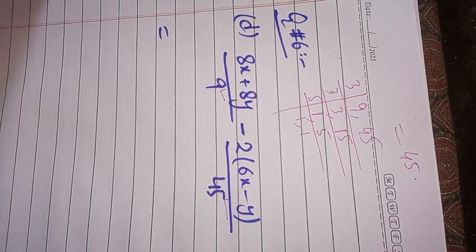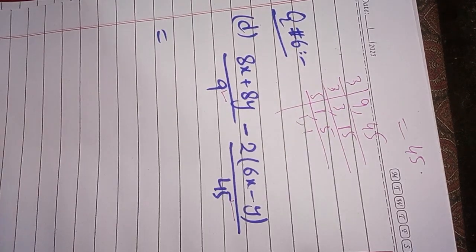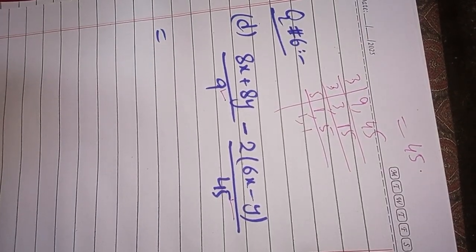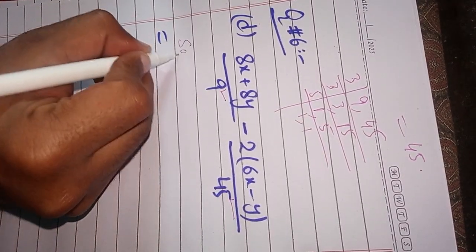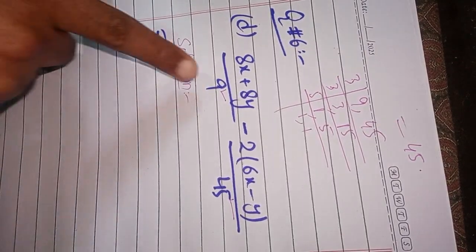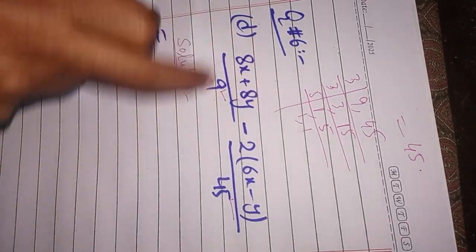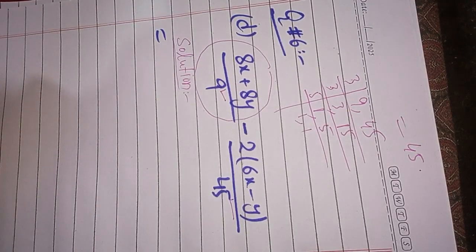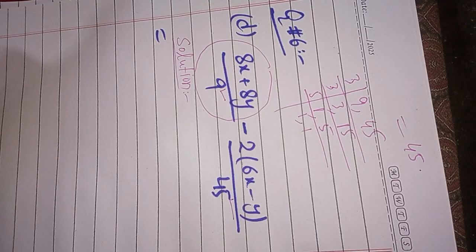When both denominators are equal to 45, we can solve it easily, because when the denominators are the same, we can subtract the numerators, and if there is a plus sign, we can add them. If there is a minus sign, we can subtract them. So let's do the solution. We know this is 9, and we have to convert it into 45, so we multiply the whole quotient term by 5. When we multiply it by 5, we get 45. So this is the first step.